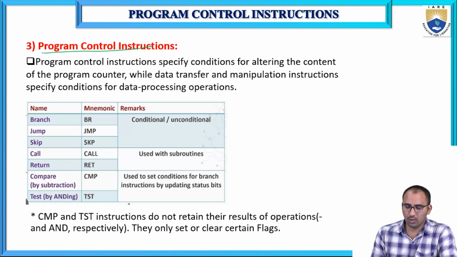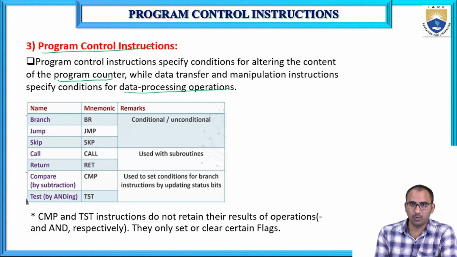These program control instructions specify the conditions for altering the contents of the program counter, while the data transfer and manipulation instructions specify the conditions for data processing operations. So using program control instructions, we can alter the contents of the program counter. Let's see what the different program control instructions are: branch, jump, skip, call, return, compare, test.